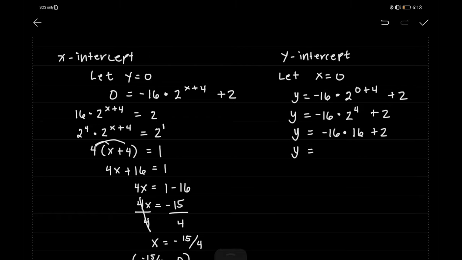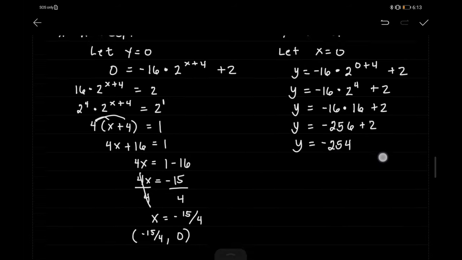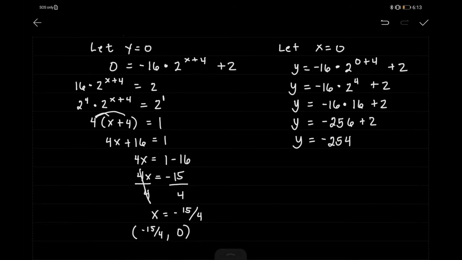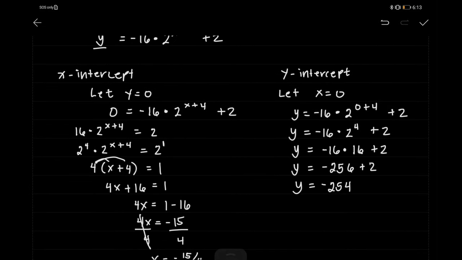So this is y is equal to, what is 16 times 16? It is 256. Negative 16 times positive 16 is negative 256, plus 2. So ang y natin is equal to negative 256 plus 2, which is negative 254. So dito ang y-intercept natin is located siya doon sa ating x na kung saan 0 at yung y natin is nandoon sa negative 254. So ito ngayon yung ating y-intercept.